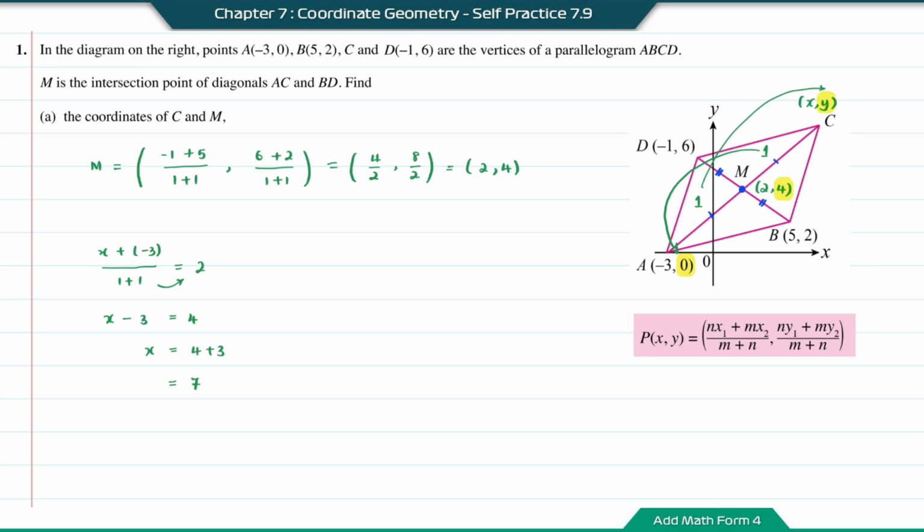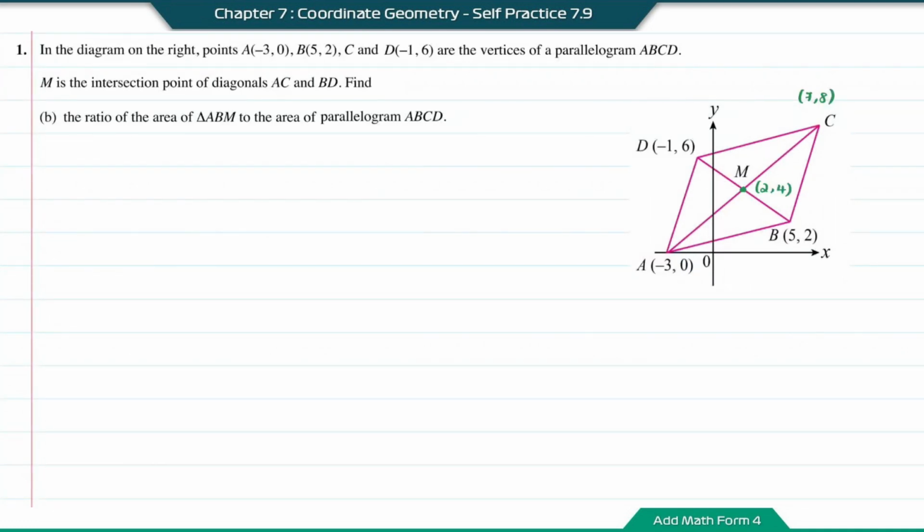And when we sum up the y coordinates for the points C and A, which is y plus 0, and divide by the total ratio, this will give us the y coordinate of the point M, which is 4. So y is equal to 4 times 2, which is 8. Therefore, the coordinate C will be 7, 8.